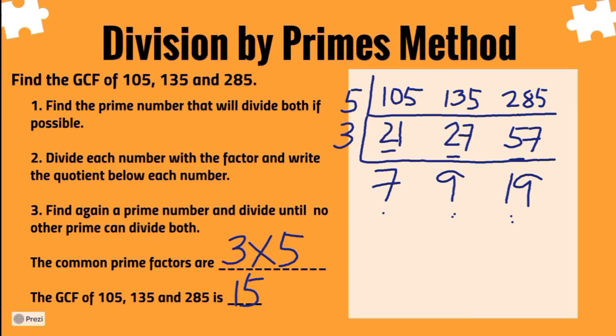So, if we divide 105 by 15, the quotient is 7. If we divide 135 by the highest or by the GCF, the quotient is 9. And if we divide 285 by 15, the quotient is 19. Alright?